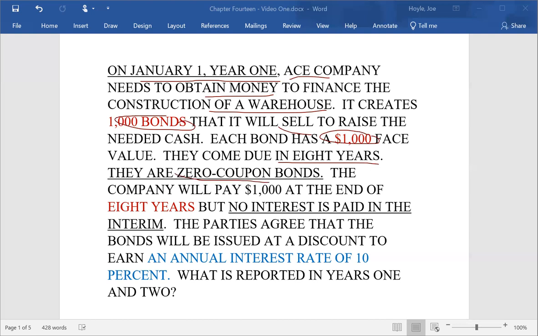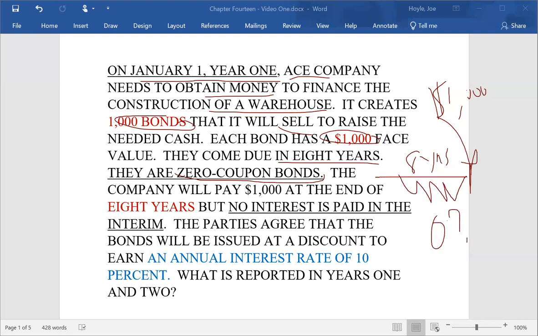Each bond has $1,000 face value, and they will come due in 8 years, and they are 0 coupon bonds. Now, that means this. It means that if we start right now and we wait 8 years, then in 8 years, each of these bonds is going to pay a face value of $1,000. That makes sense. That's how bonds are operated. However, because this is a 0 coupon bond, in the interim, no interest is paid at all. They don't pay interest on a 0 coupon bond.